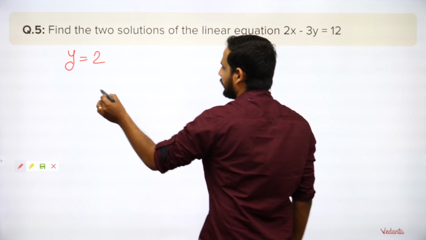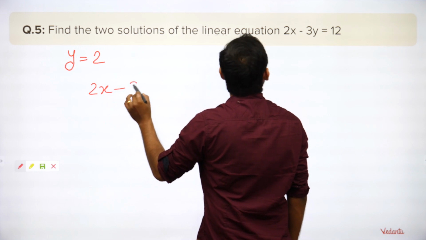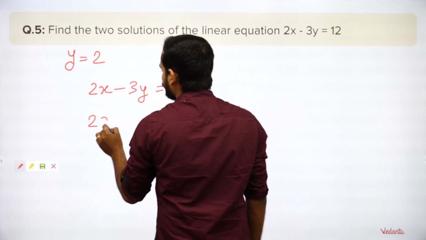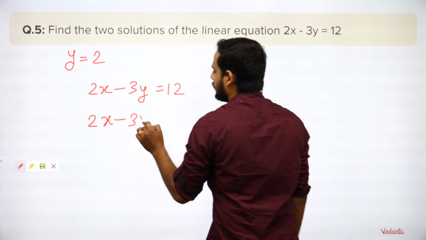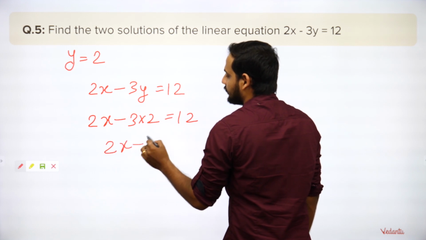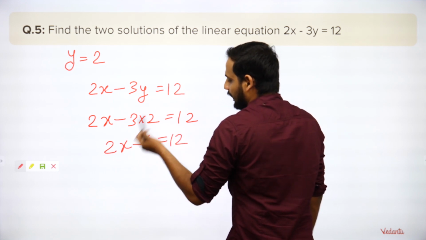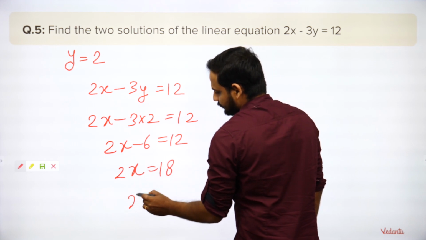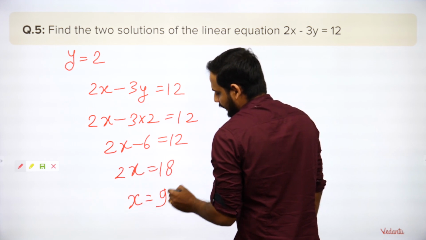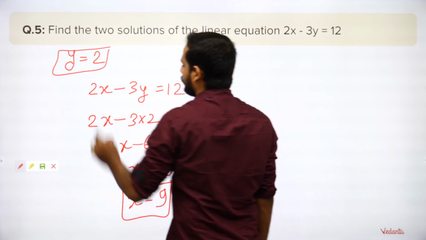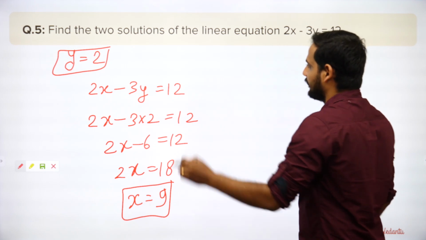So what will you be getting here? 2x minus 3y is equal to 12. Put y is equal to 2: 2x minus 3 into 2 is equal to 12. So 2x minus 6 is equal to 12. Minus 6 shifted there, you will be getting 2x is equal to 18, and x is equal to 9. So when y is equal to 2, I'm getting x is equal to 9.